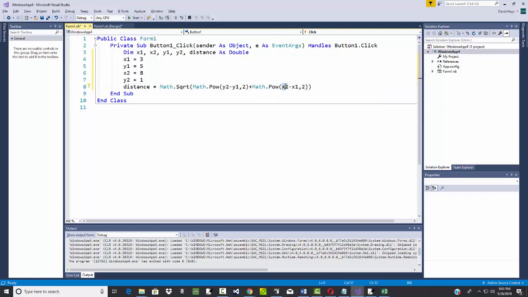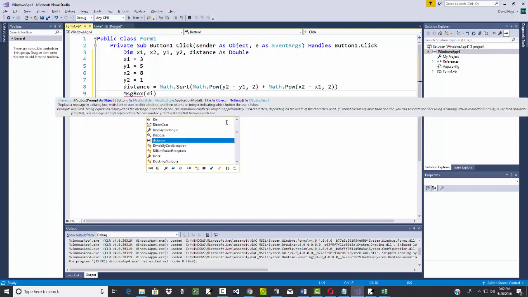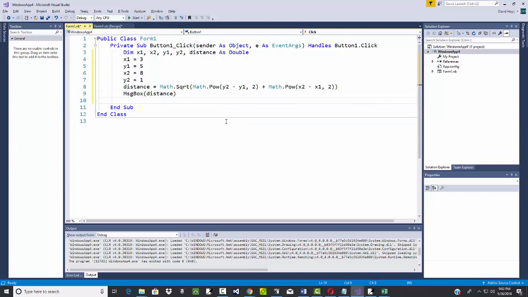And over here, we got x2 minus x1. It's going to perform this calculation first. So it'll subtract those, and then it'll pass that and the 2 into this math function. Now, if I don't have a correct number of closing parentheses, then when you do an enter, you'll see a red squiggly. And if you put your mouse over there, it'll tell you. Very important, wherever you are in programming, the number of beginning parentheses has to match the number of closing parentheses. Okay, so let's then do a message box, distance, and run this.